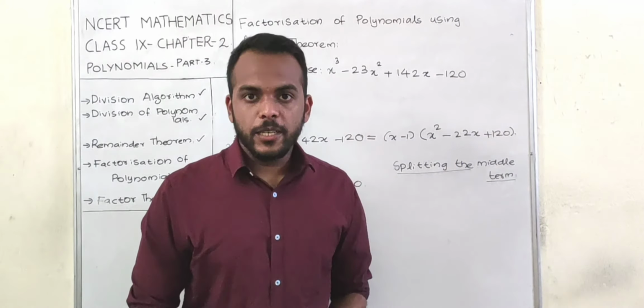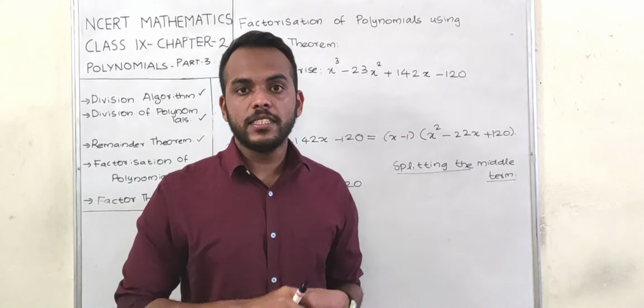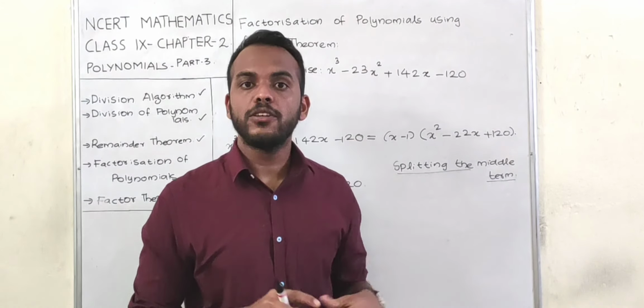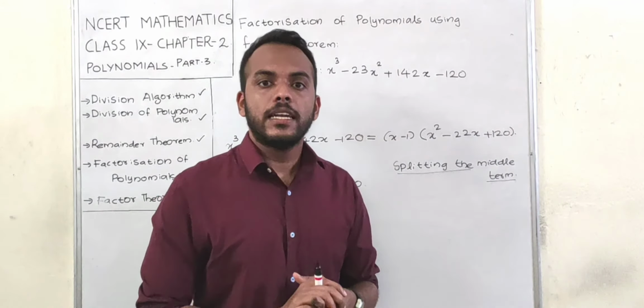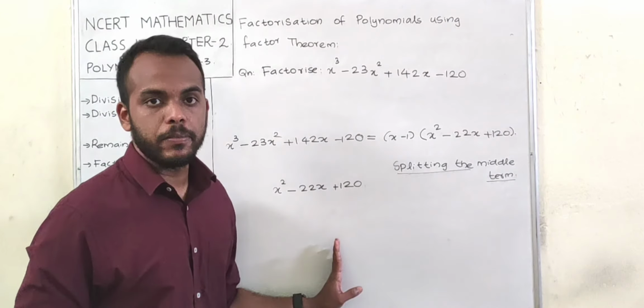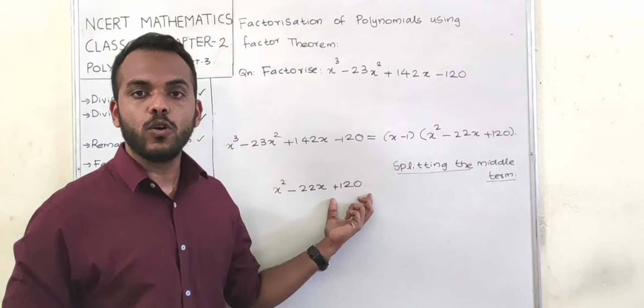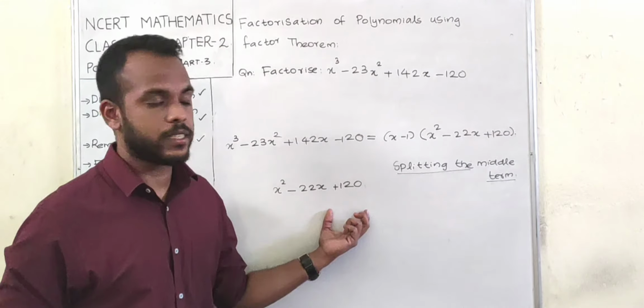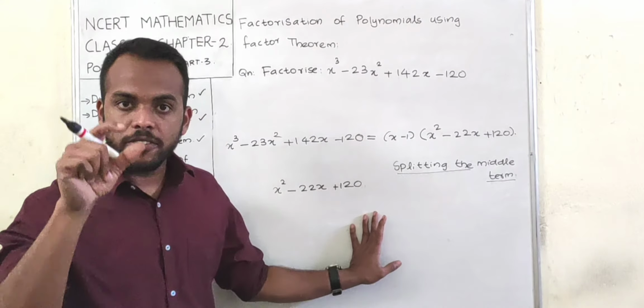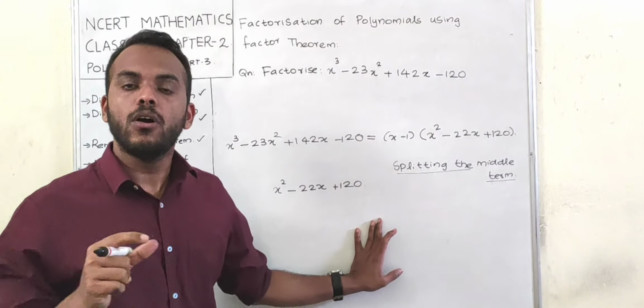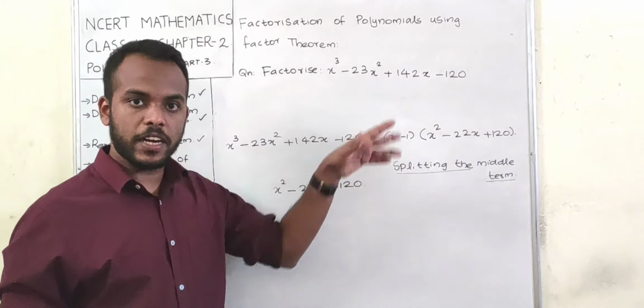This is a very easy process, but at the same time you just need to practice it thoroughly to understand it properly. Let's see how this particular problem can be solved. First of all, take the constant part. Who is the constant part here? It is 120. And write it as factors of, or whichever way it can be factorized, write all of them.